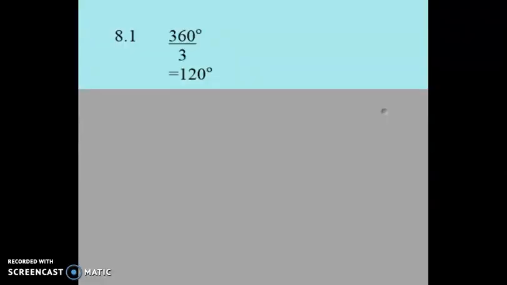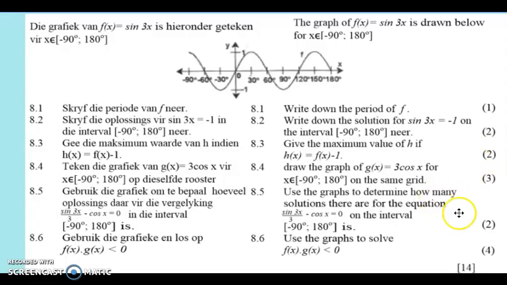Now, the normal period for a sine graph is 360 degrees. Because it is sine 3x, I divide that by 3 and I see that the new period is now 120 degrees. The next question merely asks, write down the solution for sine 3x being negative 1.